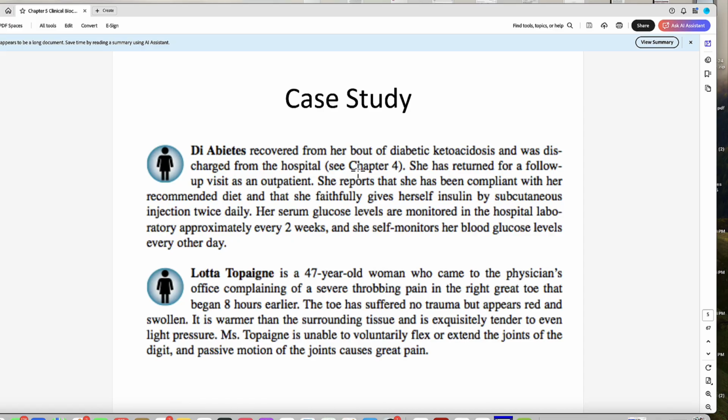She's 47 years old. She came into the office complaining about a severe throbbing in the right great toe that began about 8 hours earlier. The toe had suffered no trauma, but it appeared red and swollen. So she had no physical trauma to the toe, but it was showing signs of inflammation, due to the redness and the swelling. It was warmer around the surrounding tissue and very tender with light pressure. Ms. Topane is unable to flex voluntarily or extend the joints of the digit, and passive motion causes great pain.